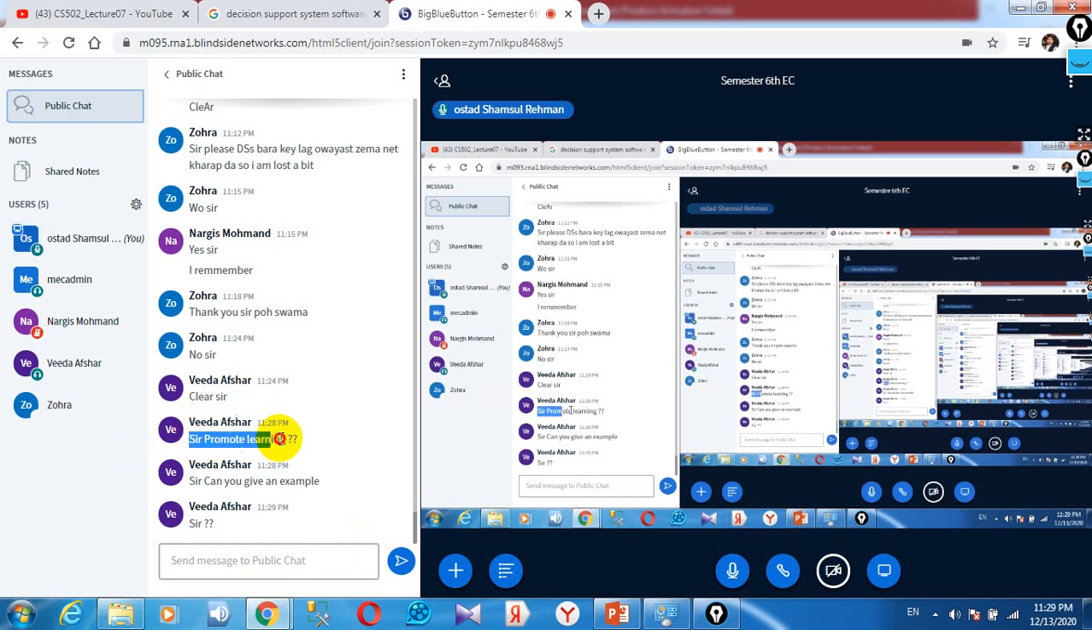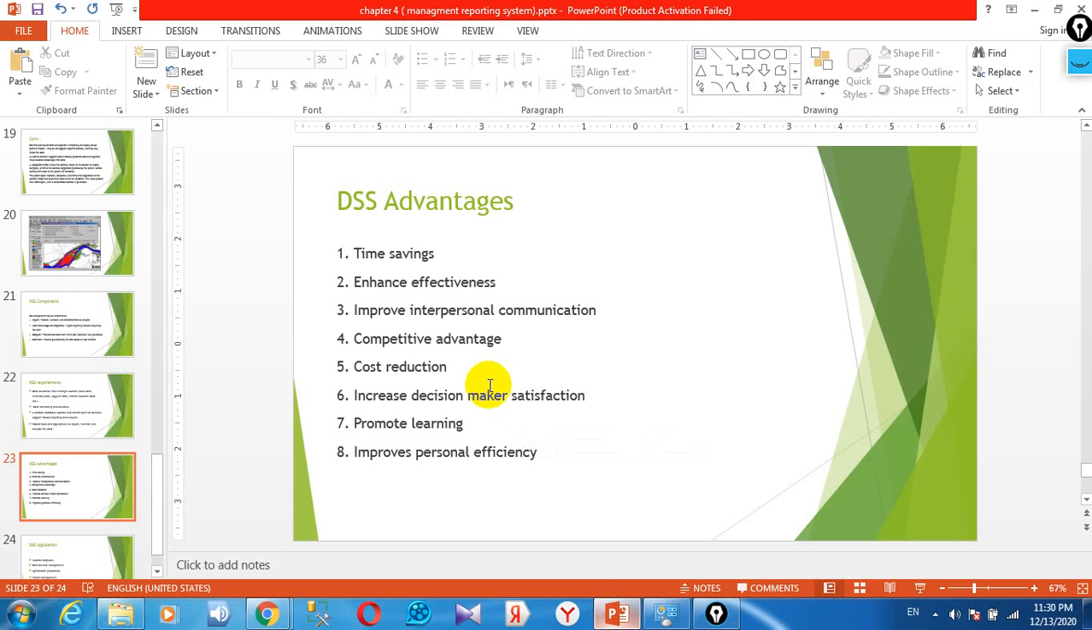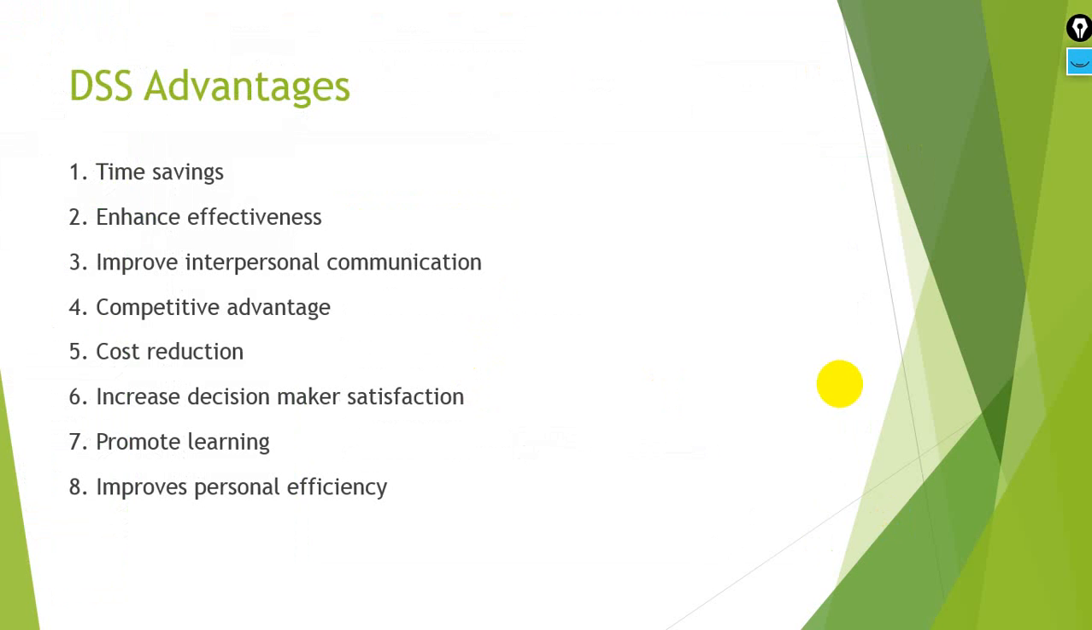Promote learning. Okay, what is this promote learning? So now, for example, here the decision support system. When an organization is using the decision support system, the organization doesn't need any technical person.